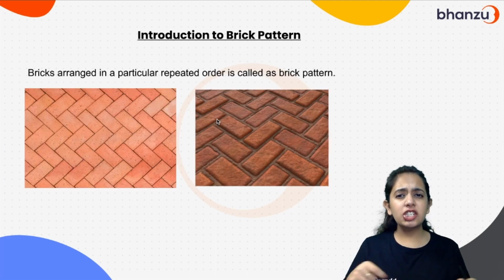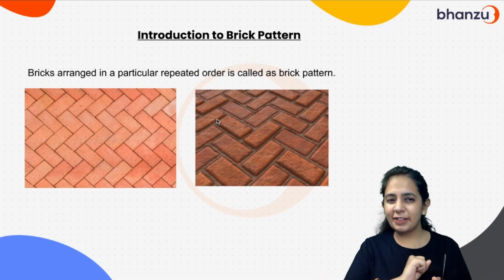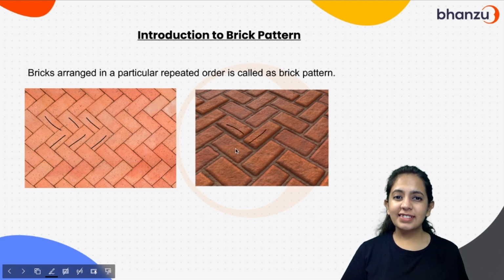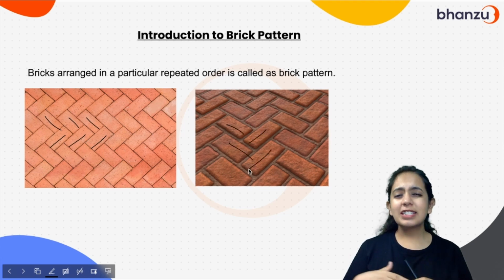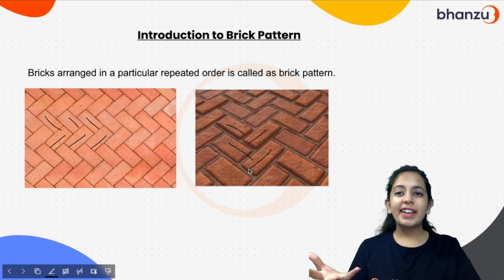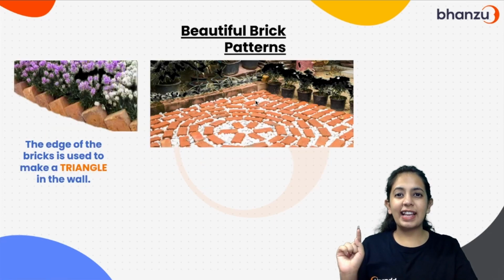Here, bricks are arranged differently again, but in a repeated order, in a pattern, and that's why we call it a brick pattern. Can you observe the zigzag way over here? Yes. And over here as well. So these are some of the amazing brick patterns that we also see in the park. Yes, talking about park, it reminds me of some amazing patterns like these.